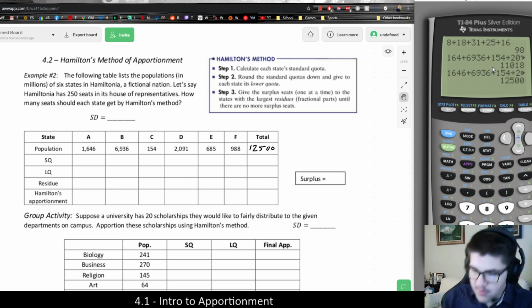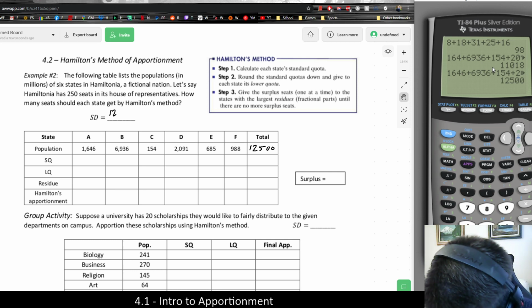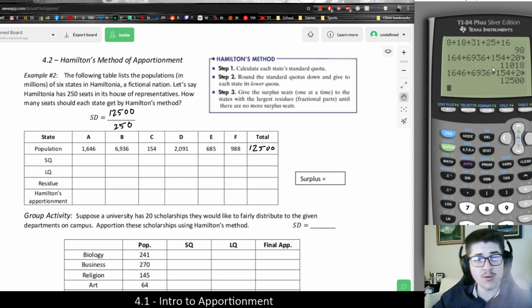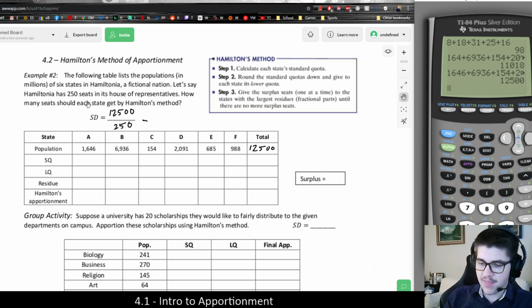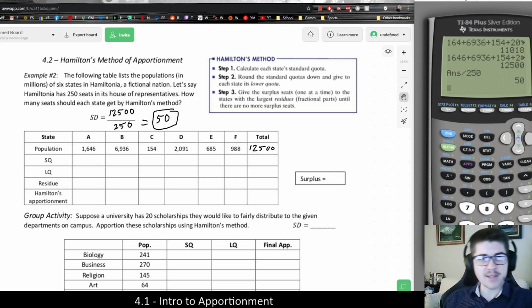But anyways, the standard divisor is always the total number of people divided by the number of objects. In this case, there's 250 seats, and we're trying to divvy up those 250 to each of these groups. That's always going to be the denominator of our standard divisor, and that ratio should give us what we need. If we do that division, that leaves us with 50, which is the standard divisor. I'm going to go ahead and box that because that's our key number.